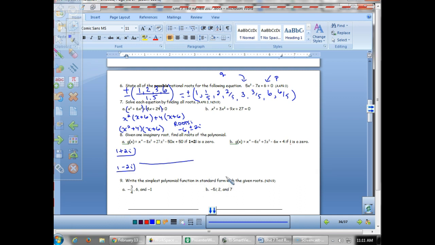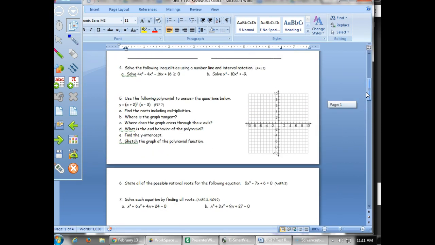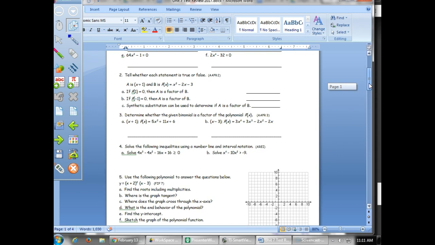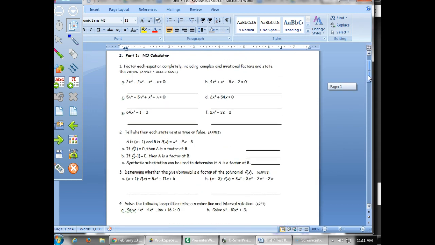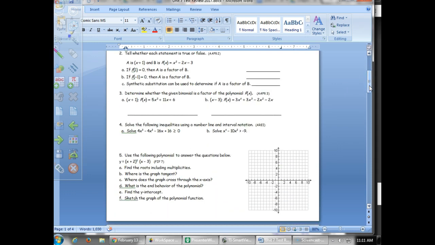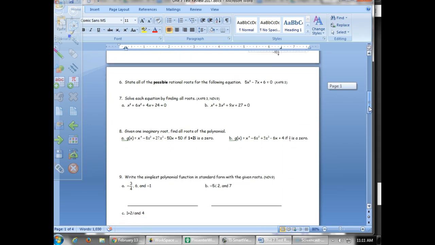Do not forget your higher degree factoring techniques. I'll kind of give you one of those. Really, everything on the review is good for you to know how to do. And notice that this whole top part is no calculator, and that's the part you will not have a calculator on.